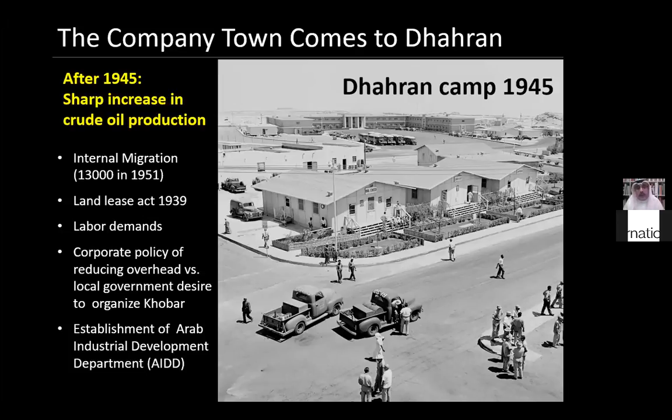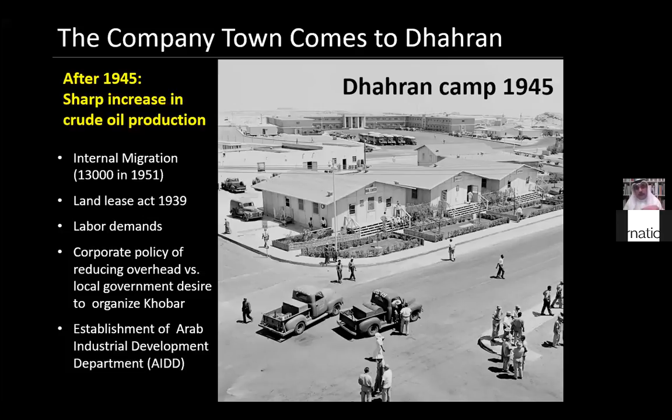Aramco brought a lot of staff members, from builders and technicians, from other places in the Middle East. They brought 1,600 Italian masons just to build these facilities in Dahran and Ras Tanura and Abqaiq and Khobar and Dammam.